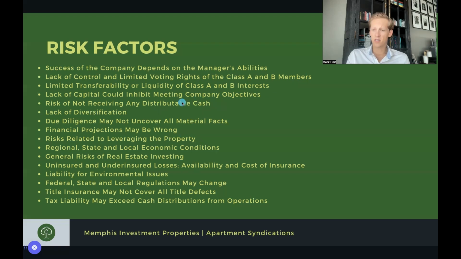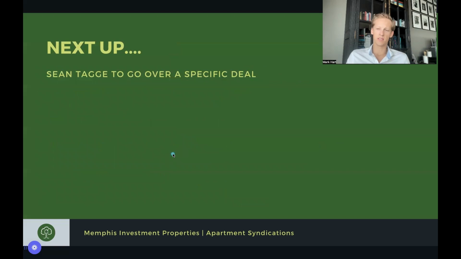So a lot of things that could go wrong, right? So, hey, well, why would you want to even invest in something like this when all these things could go wrong? It's like, well, if you find the right team, the right asset, the right market, and just put this all together properly, you can really get a great return on investment. And that's exactly what Sean Taggy is going to dive into next. He's going to go into one of our previous deals that we have actually done, so you can actually see what the numbers look like, what does a deal look like, and what is the actual return that we've been able to achieve, and something that we're extremely proud of.